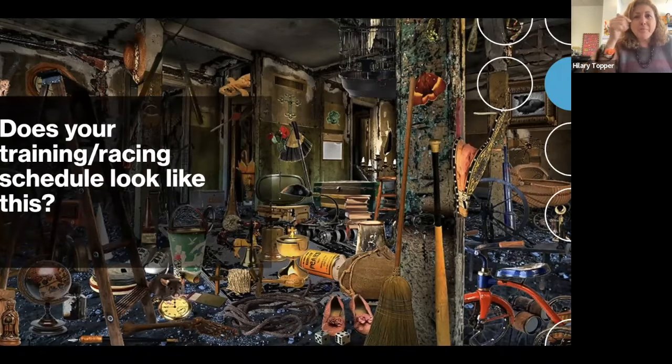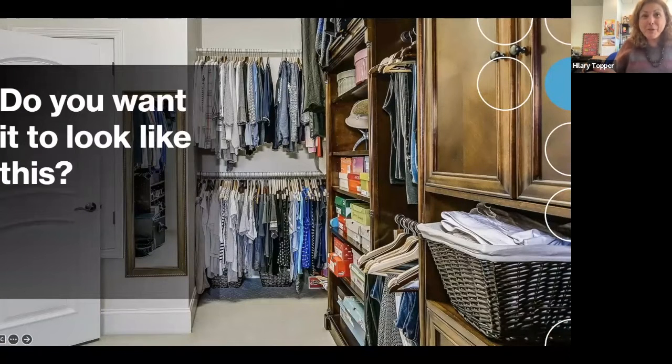So what happened was my closet looked like this, like a junkyard, just with lots of different things. And I wasn't really able to focus on one particular race. I wasn't able to put all of my eggs into that basket, right? But on the flip side, wouldn't it be nice to have a schedule that looks like this, nice and neat, nice and organized, totally organized so that you know exactly how to prep yourself and where to go with the race.